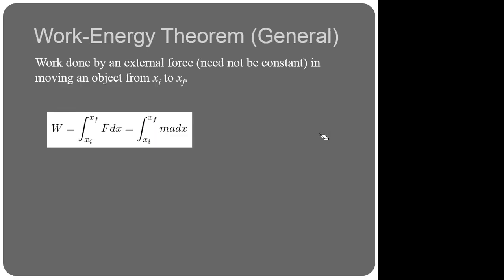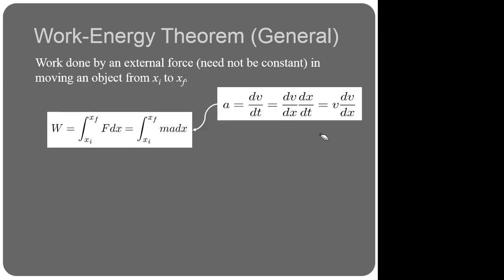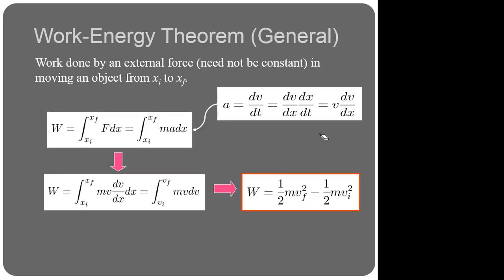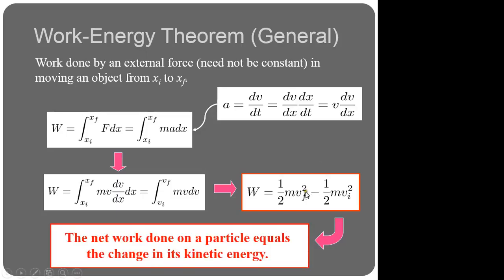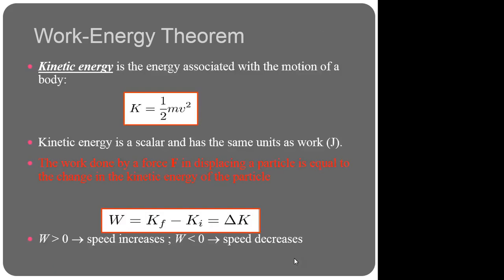So the work energy theorem states that the work done by an external force in moving an object from x to y is given by that. Hence, the net work done on the particle equals the change in its kinetic energy. It just sounds cool and difficult, but it's actually really simple and not cool. Okay, quite cool, still quite cool, but simple. Self-explanatory, right? KE is given by half mv squared. Work done is the change in KE.